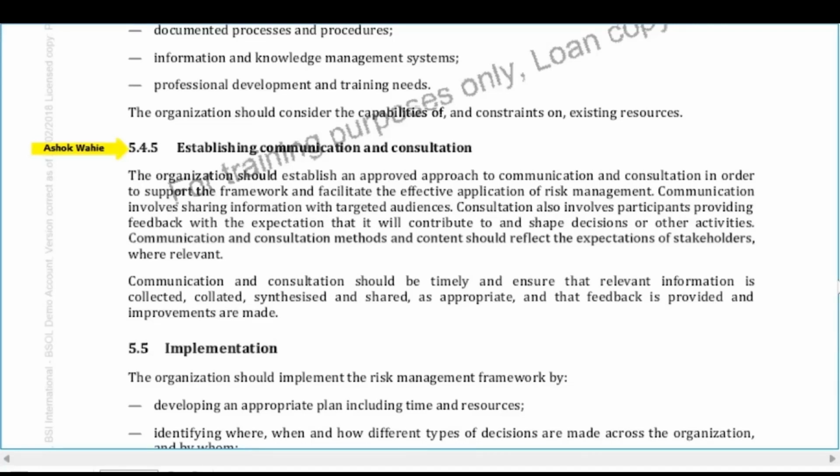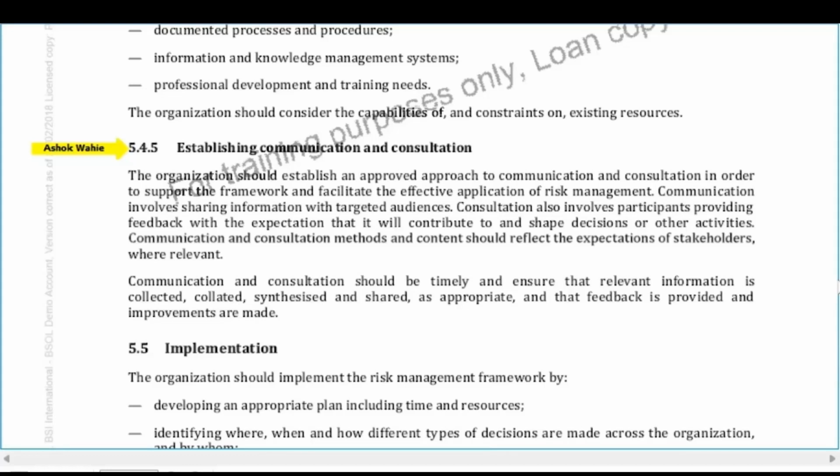Communication means how do you share information with various stakeholders within your organization? How do you communicate or share information? Consultation means how do you seek participants' feedback and their expectations? How do you leverage their views and their expertise so that decisions can be taken? So, communication and consultation methods and content should reflect the expectations of stakeholders where relevant.